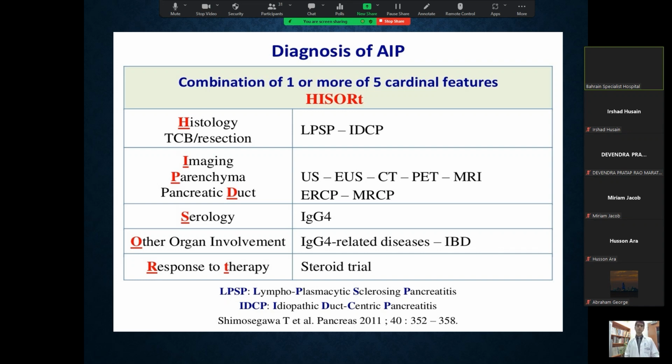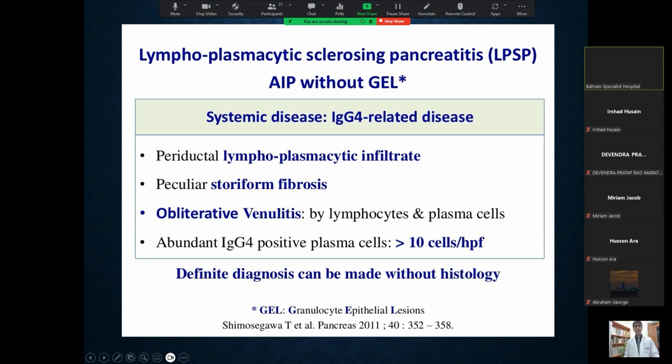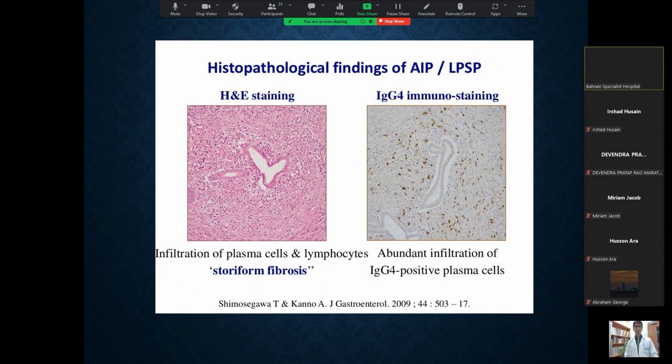So we'll look into the histology first. This can present as periductal lymphoplasmacytic infiltrate on biopsy, peculiar storiform fibrosis, which happens around the bile ducts, and obliterative venulitis by the plasma cells and lymphocytes. And there are usually abundant IgG4 positive cells, which is an indicator of type 1. This is also called GEL, granulocyte epithelial lesions. When we see intraepithelial or mucosal involvement with neutrophils, that is called GEL. This is one of the pictures where we can see this involvement, and these are all IgG4 positive cells.